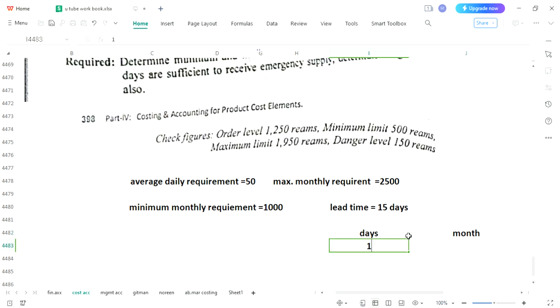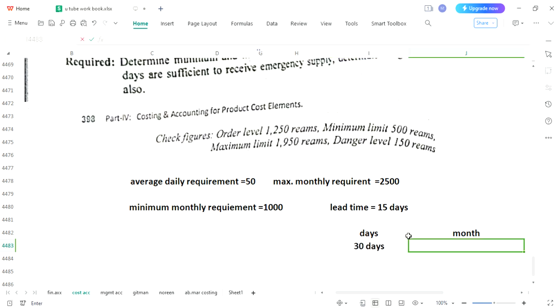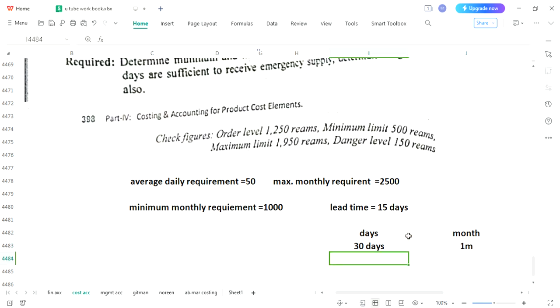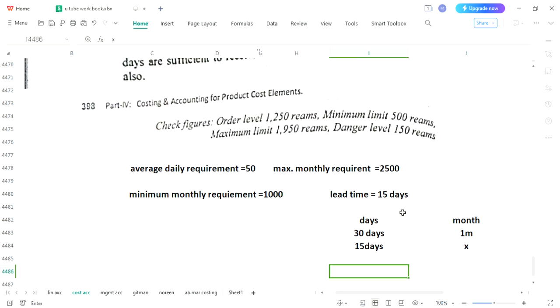In 1 month, we have on average 30 days. Right now we will consider 30 in 1 month. For next, we want to know lead time is 15 days. In 15 days, how many months are there? I am very hopeful and sure that someone of you will have its answer without calculation.